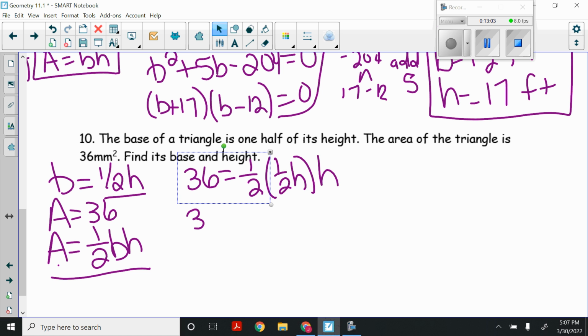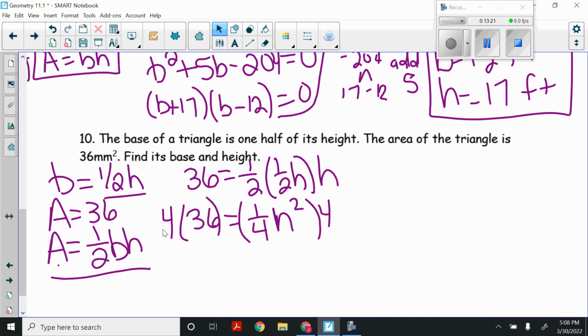So now I'm going to work this out. 36 equals, so 1/2 times 1/2 gets me 1/4. H times H gets me H squared. I'm trying to get H by itself. I need to get rid of the 1/4. So remember a fraction, the opposite is flip and multiply. So I'm going to multiply both sides by 4. So here I have 4 times 36, that's 144, equals H squared.